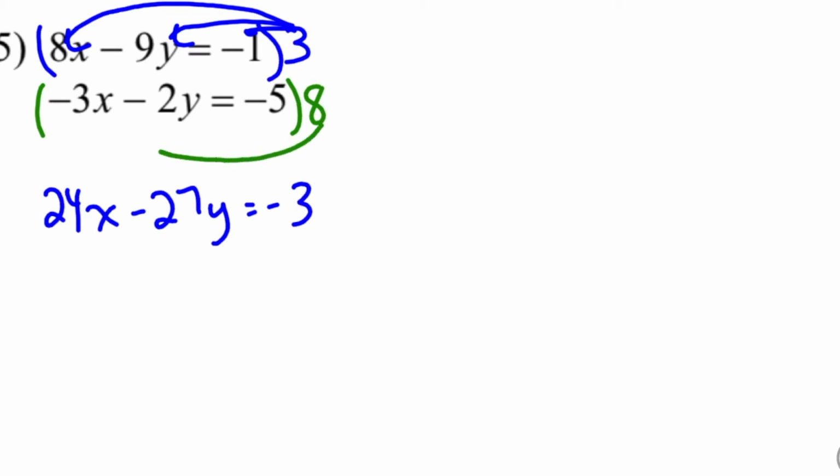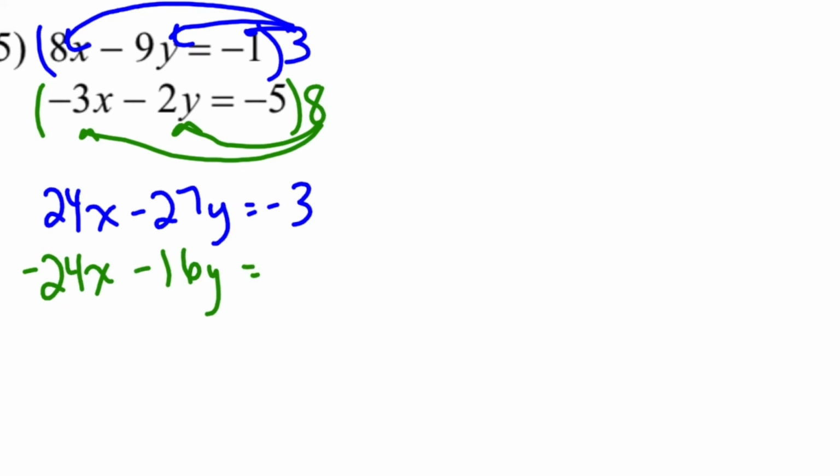Multiply the 8 through. 8 times negative 3 is negative 24, which again, we should have the same number in front of the same variable with different signs, because that was the variable we chose to eliminate. 8 times negative 2y is a negative 16y. And the last one, 8 times negative 5 is negative 40.